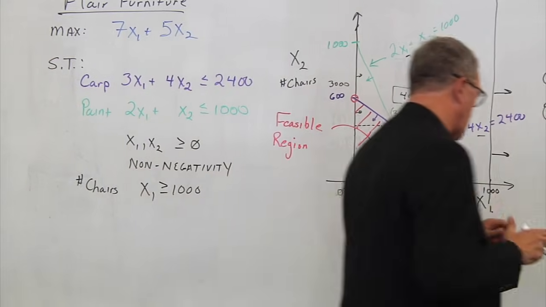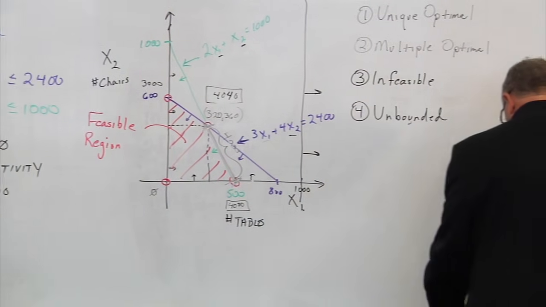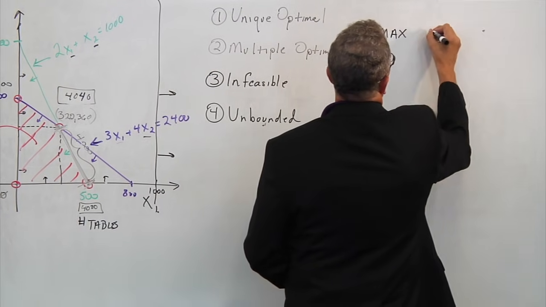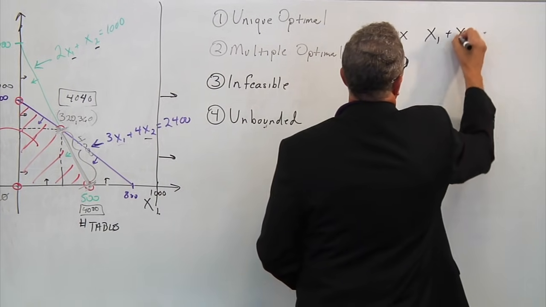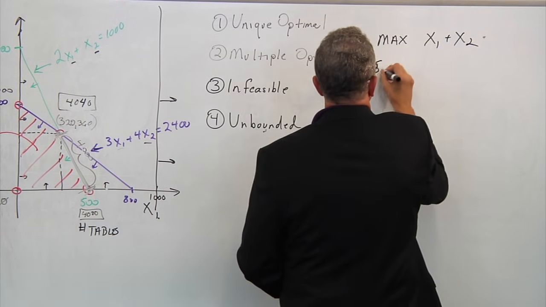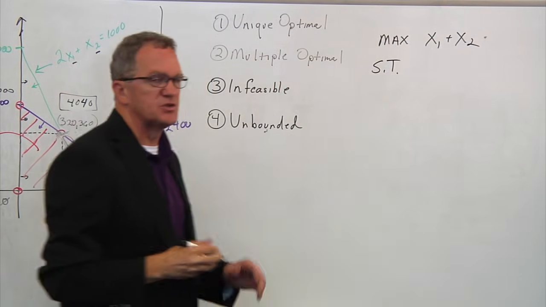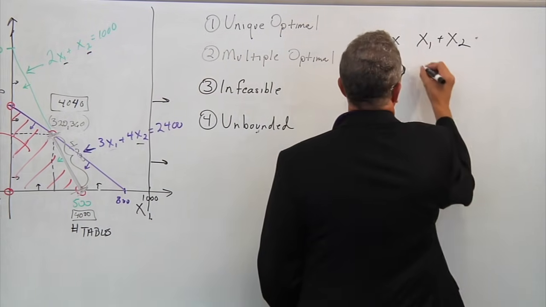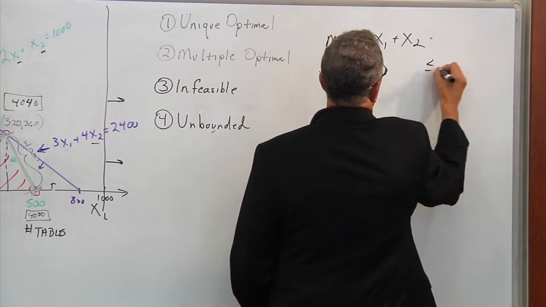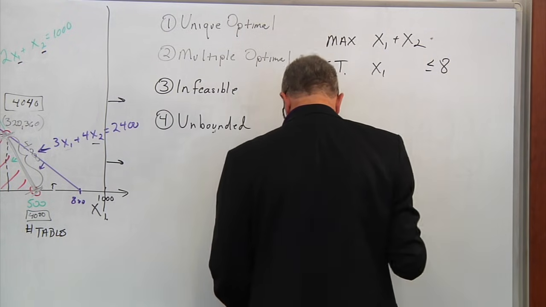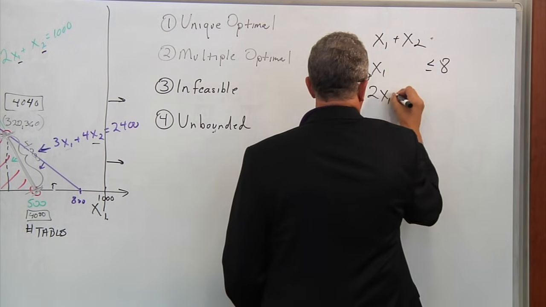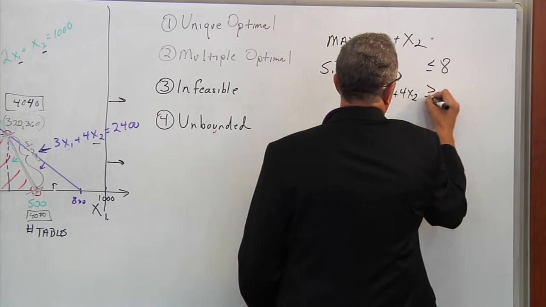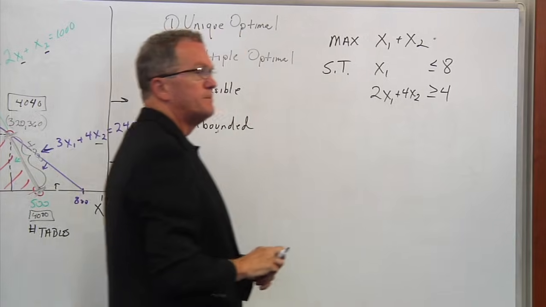So how would this work? Well, let me give you an example on this one. What if I wanted to maximize the quantity x1 plus x2? And that would be subject to the following constraints. I've got a constraint that x1 must be less than or equal to 8, and 2x1 plus 4x2 must be greater than or equal to 4.